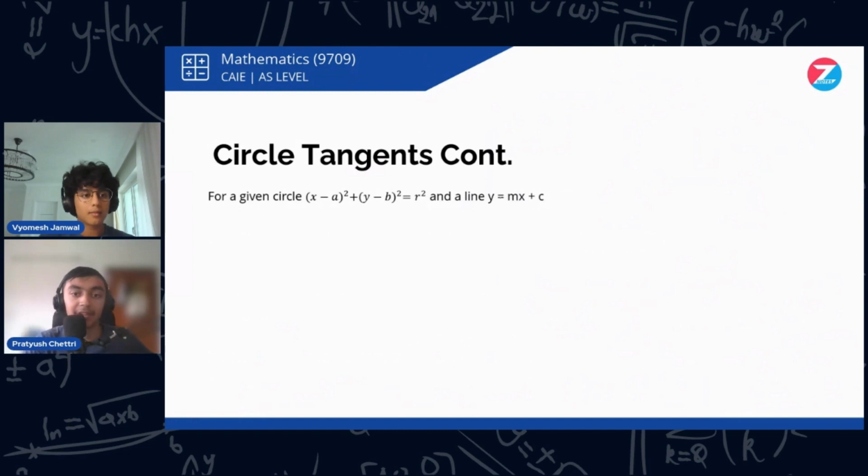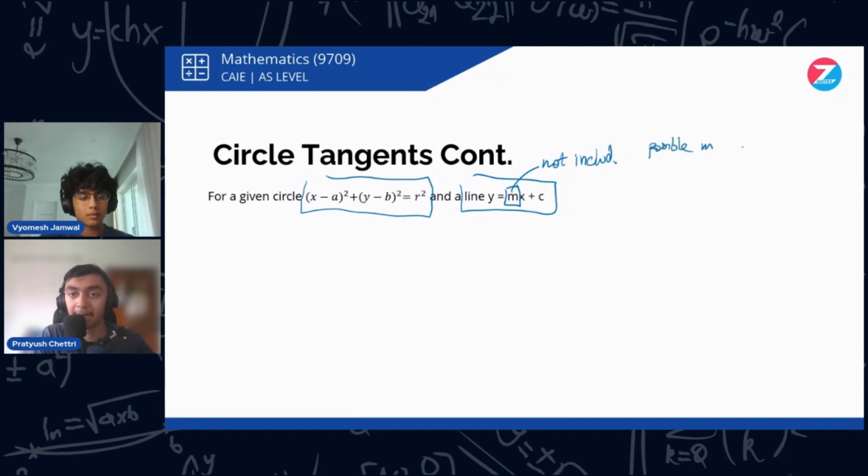And there's another kind of question, which takes a little bit more algebra. This is when you're given a line and you're given a circle, but the gradient of the line is not included. So you need to find the possible gradients, m values, which make it a tangent or not.